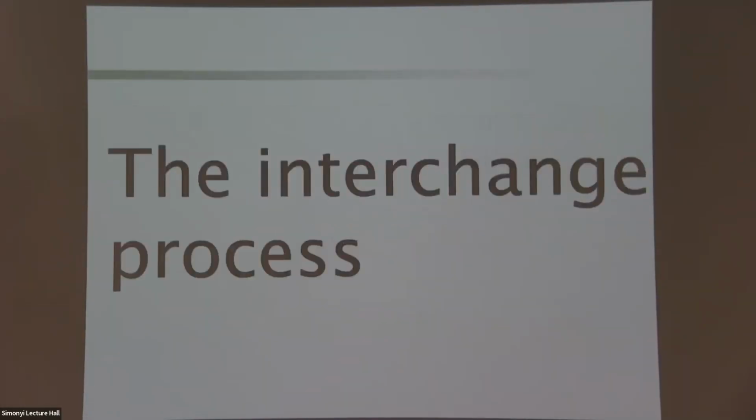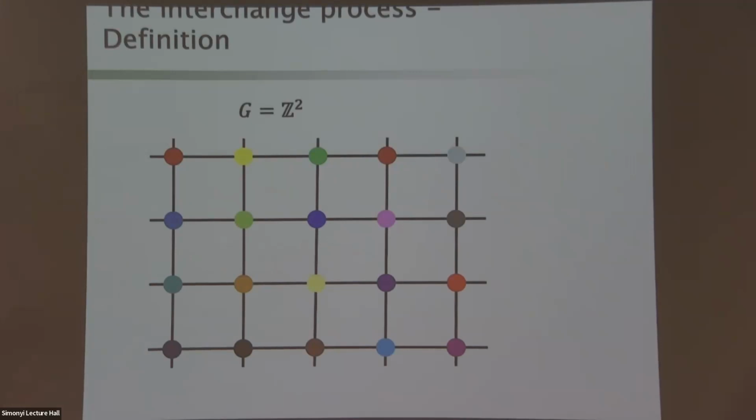Okay, so let's start with the interchange process. The picture you should have in mind is a grid with particles on the vertices, where the particles interchange or swap randomly along the edges of the graph, like that. And I will give the exact definition in a second.